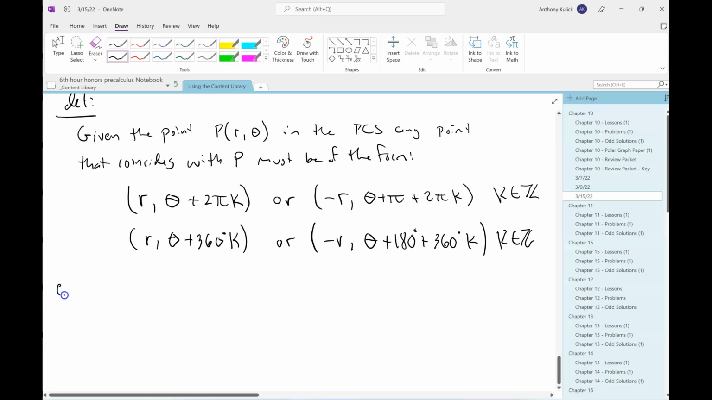All right, so let's do just an example of applying this.